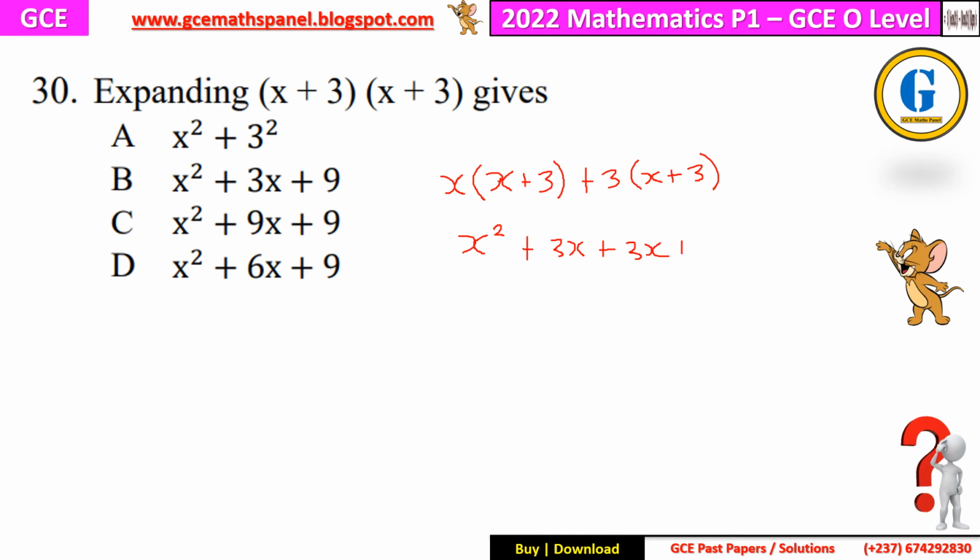So this is what you have, plus 9. But now we see that these two middle terms are like terms. So this will give us 6x. So we have x squared plus 6x plus 9 when you expand this.